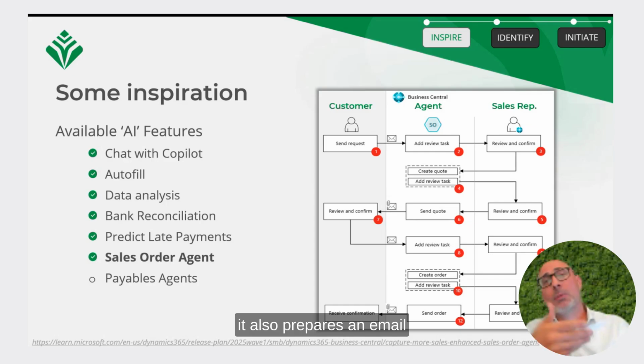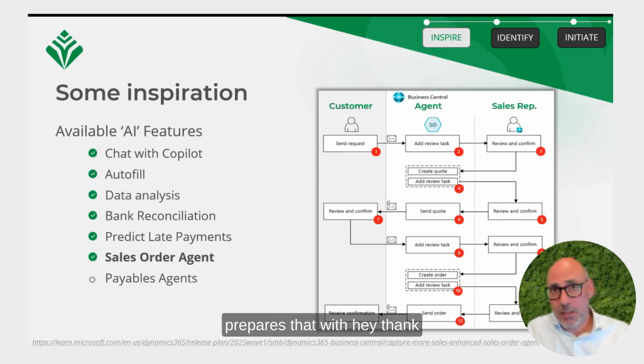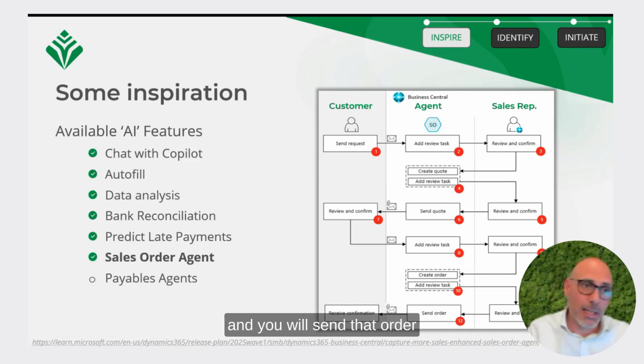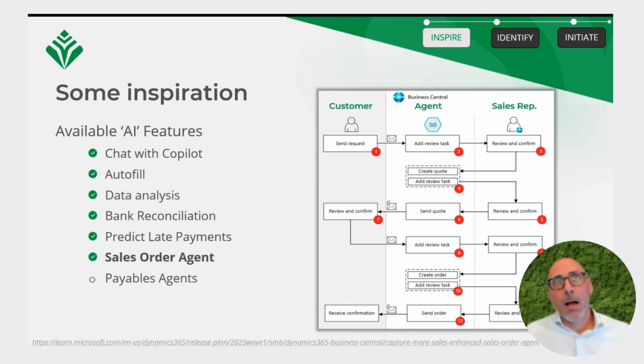Plus, it also prepares an email back to the customer. It will not send it automatically, but it just prepares that with, hey, thank you for this order. I can see these products you have ordered. And you can right away send it, or you can make your changes in there and then send that order out. And in that way, the most repetitive tasks, checking your emails, typing your emails and all of that, can be automated and can be supported basically by such an agent.